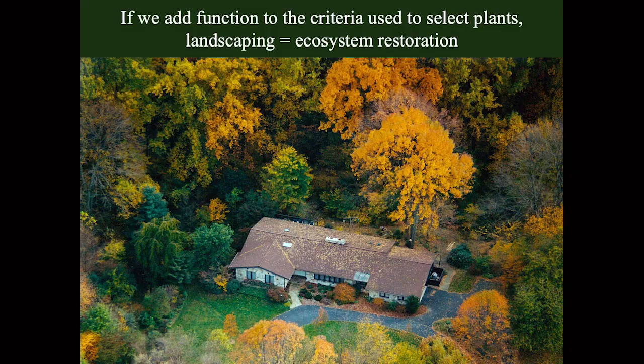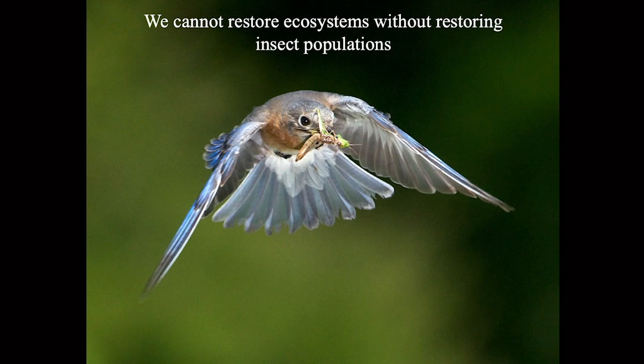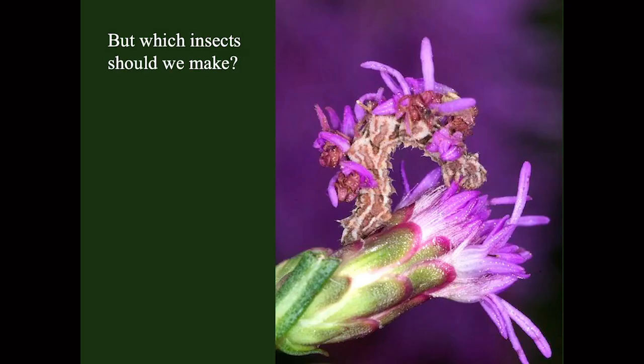We're done with 20th century landscaping. That hasn't worked out. We're facing the sixth great extinction on planet Earth. And that has been one of the causes. So this is the future. What does any of this have to do with making insects? We cannot restore ecosystem function anywhere unless we restore the insects that run those ecosystems. So let's talk about how we're going to do that. First, we have to decide which insects we're going to make.